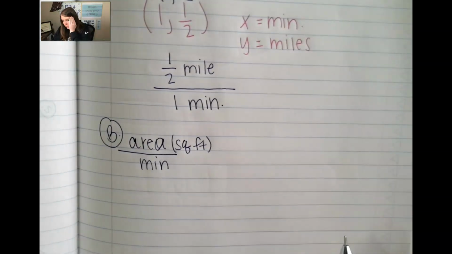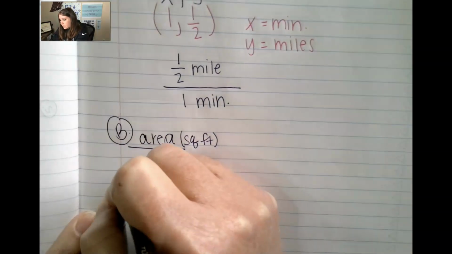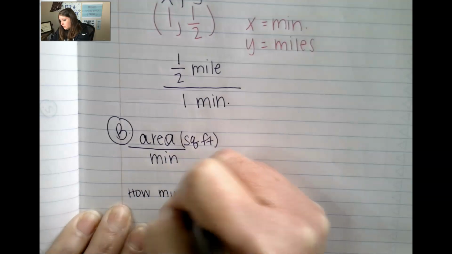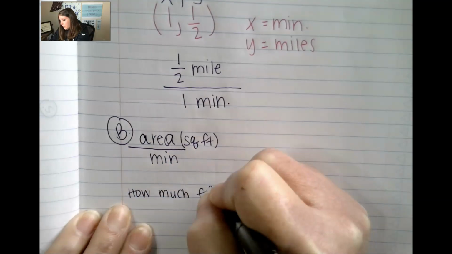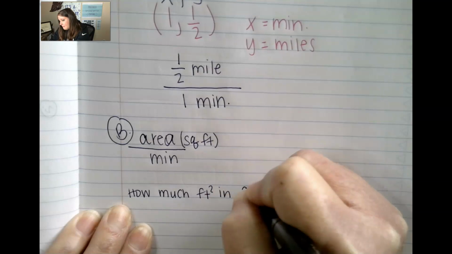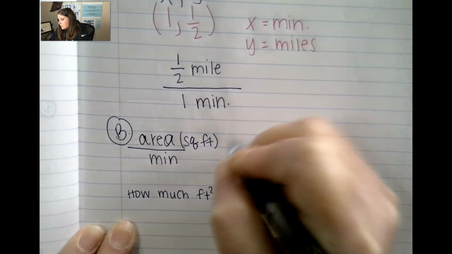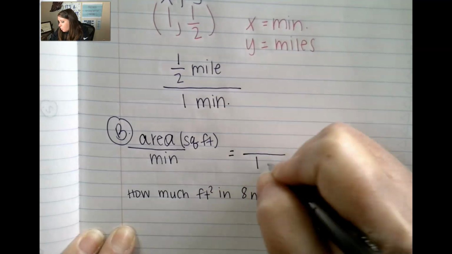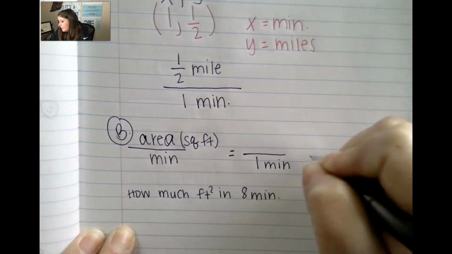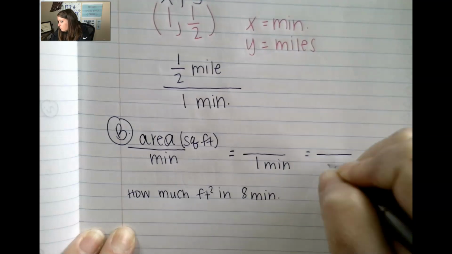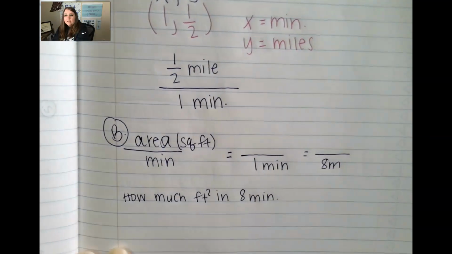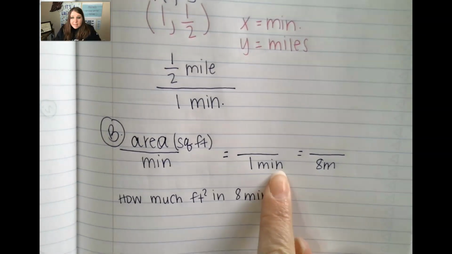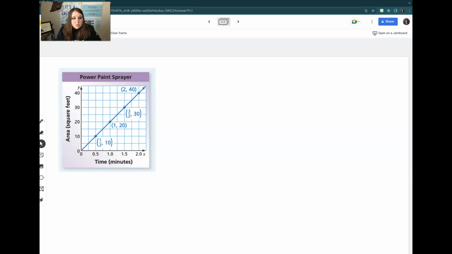It's also asking how many feet squared in 8 minutes. So we have two different questions here. We want to know the area for 1 minute, and then we also want to know for 8 minutes. So our first job is to use the graph to find 1 minute. So we're going to use our graph again.